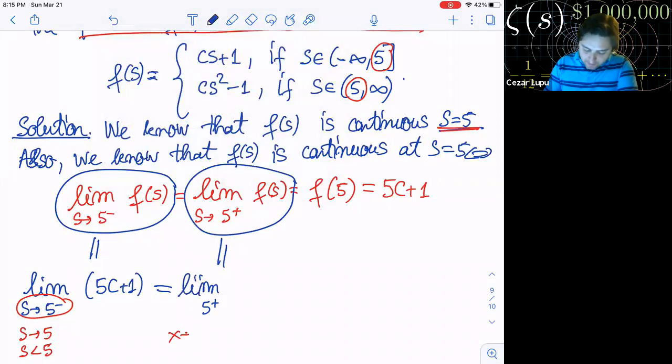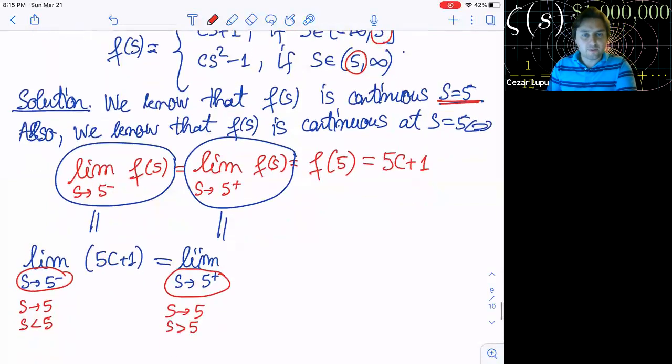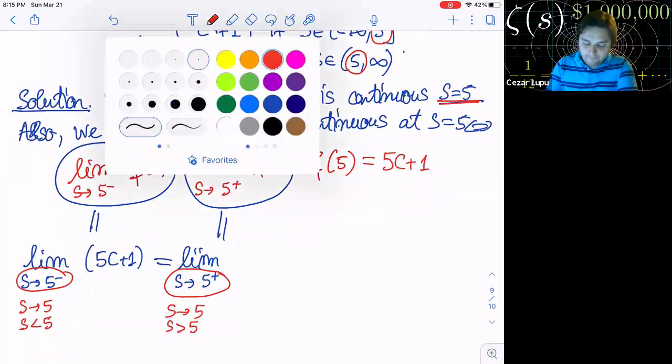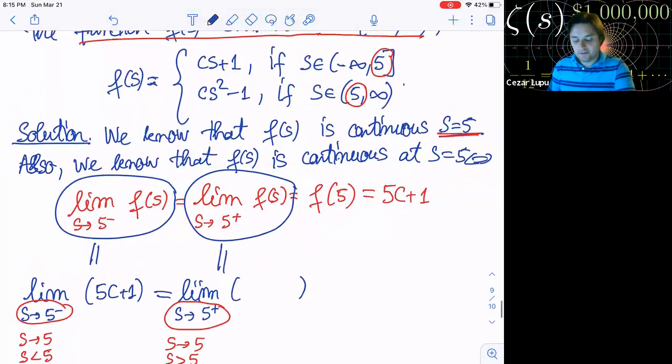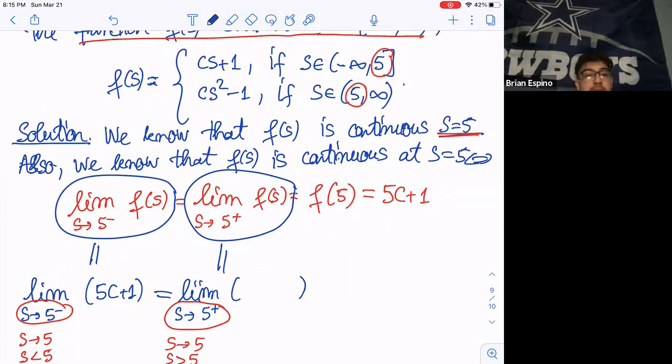Limit as s approaches 5. So what does this mean? This means s approaches 5 with values of s greater than 5. So which piece of the function fits into the picture? The second one, and I'll replace s by 5.